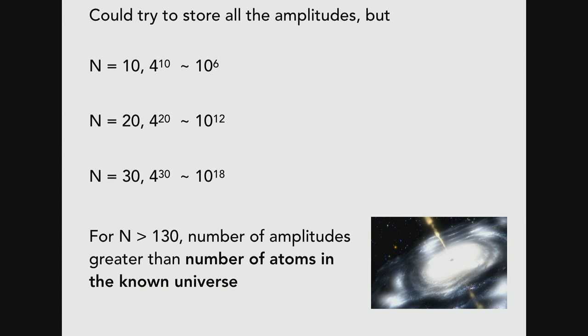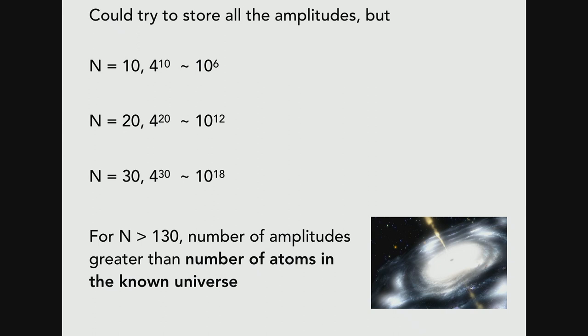And why is that? It's just because 4 to the n is extremely rapid growth. Right, so if n is 10, 4 to the 10, that's 10 to the 6. That's already getting to be painful for classical computers. If n is 20, like 20 sites holding electrons, 4 to the 20, that's 10 to the 12. 30, 10 to the 18. Once you get to about 130 sites and you try to describe that full Hilbert space, that's a number of amplitudes that's actually greater than the number of atoms in the entire known universe.